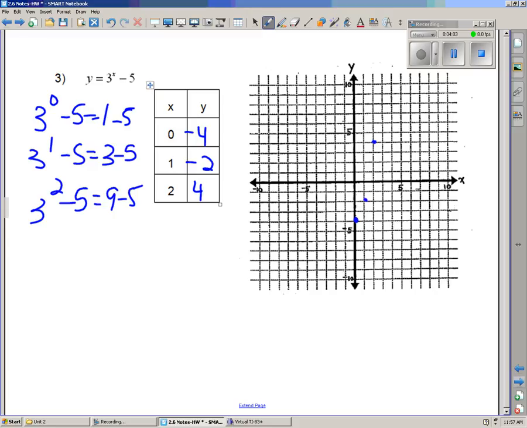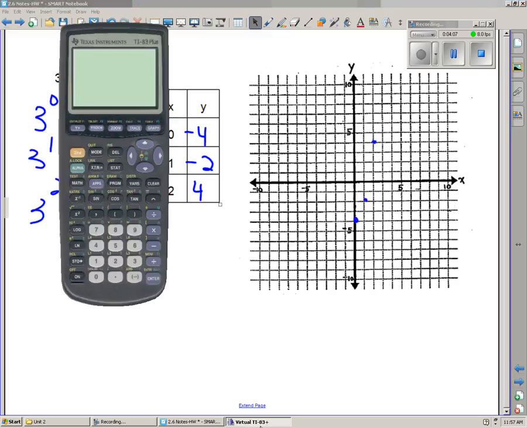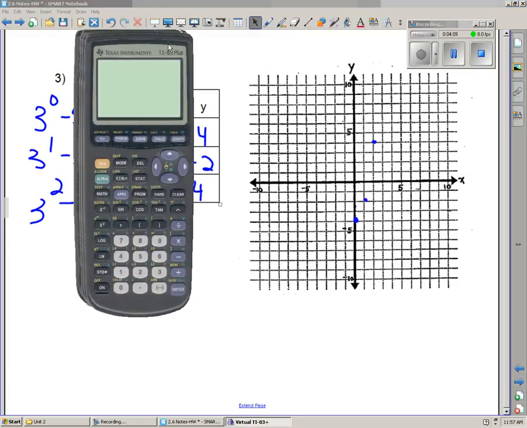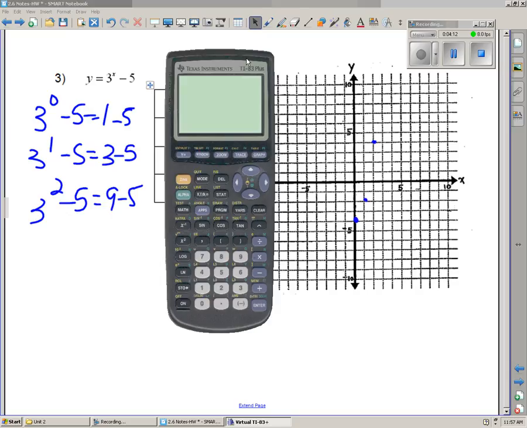So there will be a point where this thing levels off, and we'll have to use the graphing calculator for that. So I'm actually going to show you the graphing calculator right now. If I want to go into my graphing calculator and plug in this exponential function, I would go to my y equals.